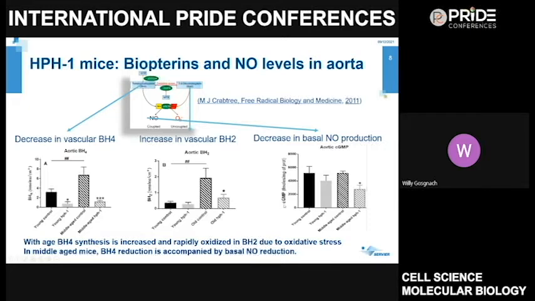We measured the cyclic GMP in the aorta, because cyclic GMP is the second messenger for nitric oxide bioavailability. And we saw that the modulation in BH4 and BH2 production in normal animals has no impact on the basal nitric oxide production. The reduction in BH4 has no effect in young animals, whereas it induces a clear reduction in basal nitric oxide production in the middle-aged animal.